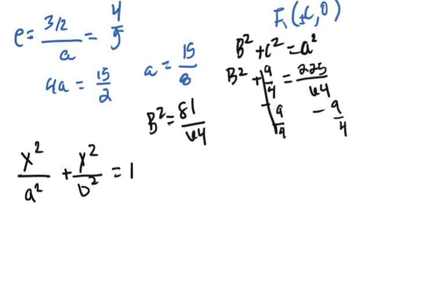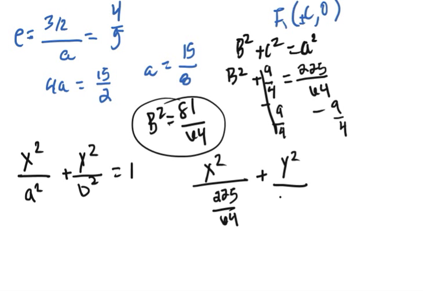Well, let's go ahead and figure this stuff out here. Let's substitute in. We'll have x squared divided by a squared. What's a squared? Well, 15 over 8 squared, that'll be 225 over 64, plus y squared over b squared. Well, what's b squared? B squared is 81 over 64, which we said here. Okay, now that we have this, this is in complex fraction form.